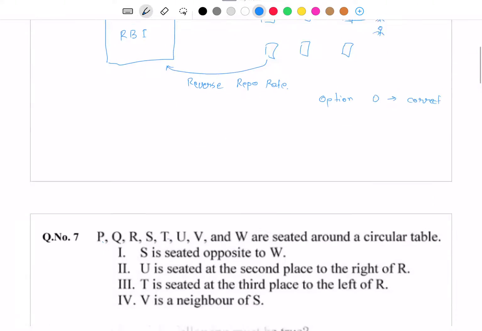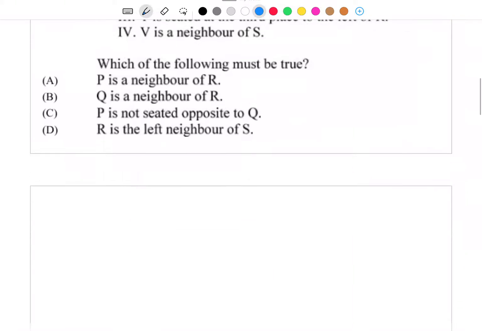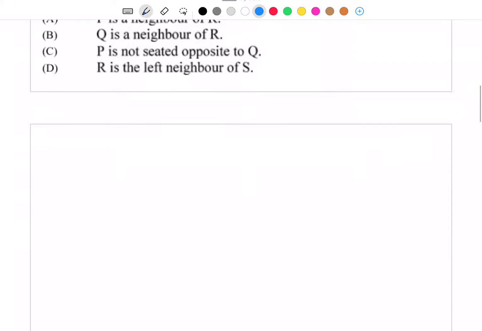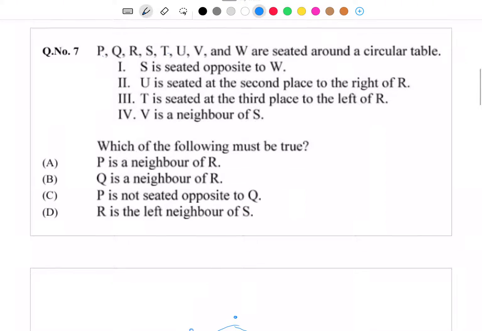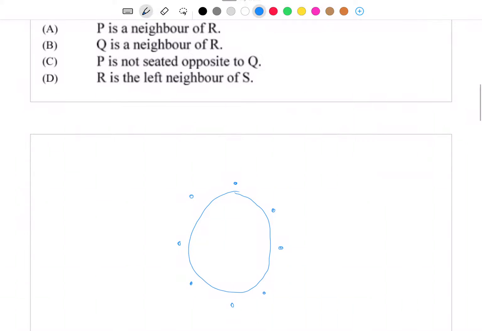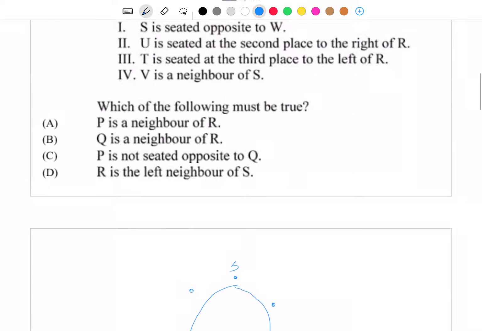So moving on to the next question. Here it is the round table problem. There are 8 persons, 1 2 3 4 5 6 7 8, seated at a circular table. So let's draw a circular table with 8 points. The first condition is that S is seated opposite to W. So suppose S is here, then W will be here.